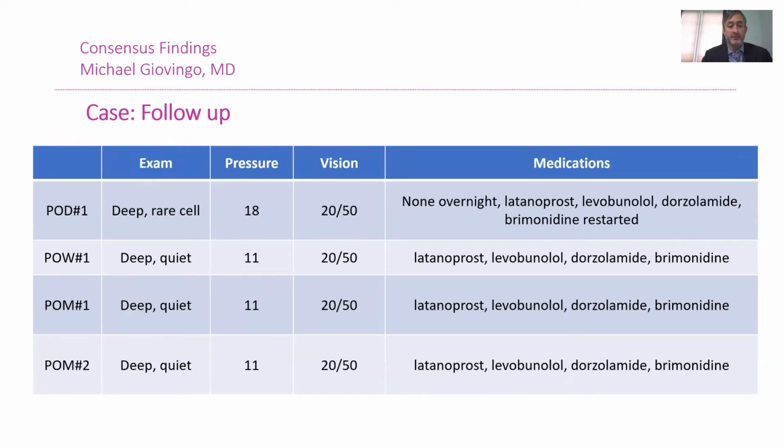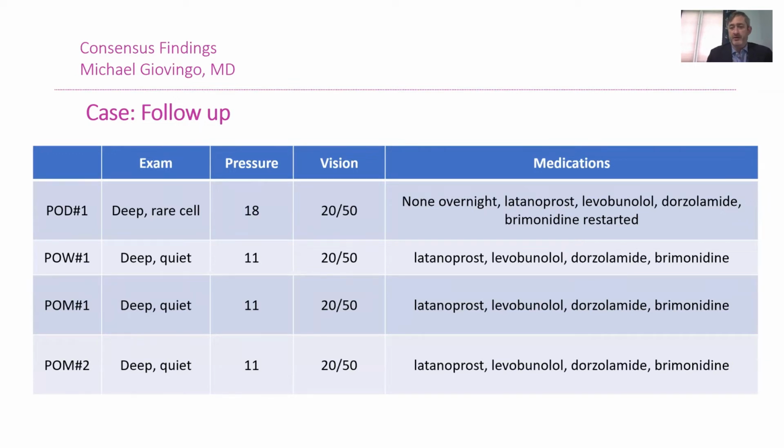Post-op day 1, a little bit of cell, but doing well. Pressure was 18. Pre-op vision was 20/60, is actually 20/50 now. But 18 pressure on nothing. Post-op week 1, I returned him to all 4 drops.